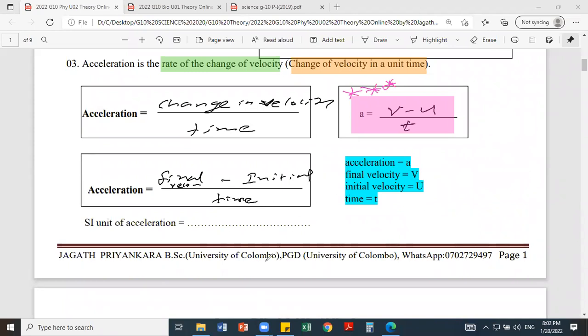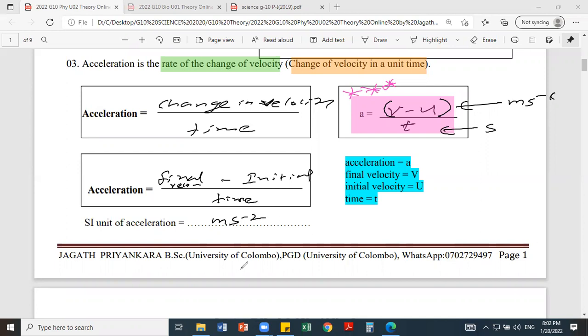So what is the SI unit of acceleration? What is the velocity? Velocity is measured in... V minus U, both velocity, right? So it's m s^-1. Then time is measured in seconds, s. m s^-1 over s is what? m s^-2. Meters per square second.